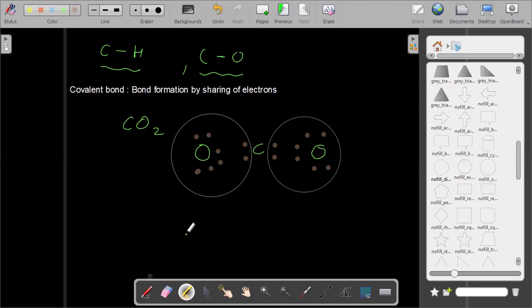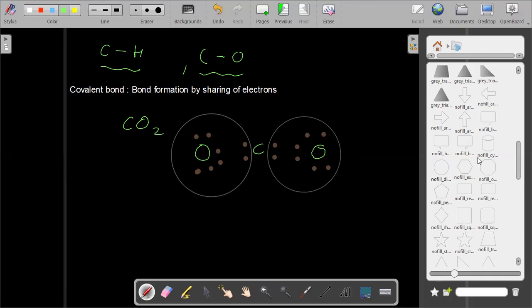If you count the number of electrons for each of the oxygen, now each of the oxygen has 8 electrons. Can you just count here? You have 1, 2, 3, 4, 5, 6, 7, 8. So there are 8 electrons for this oxygen. There are 8 electrons for this oxygen also. 1, 2, 3, 4, 5, 6. So there are 8 electrons for each of them, so all their valencies are satisfied.